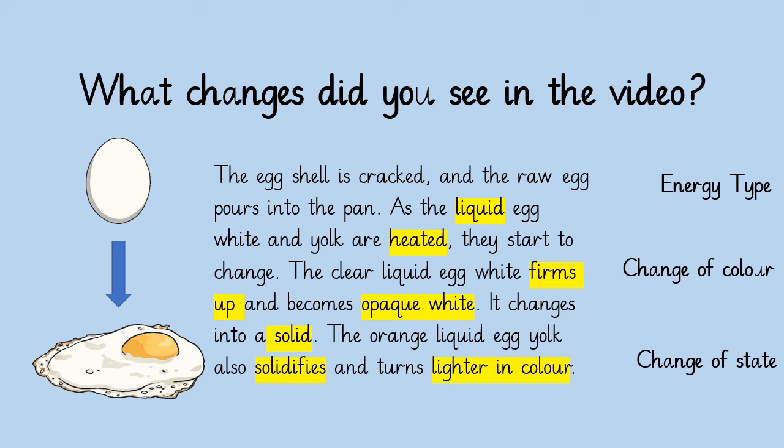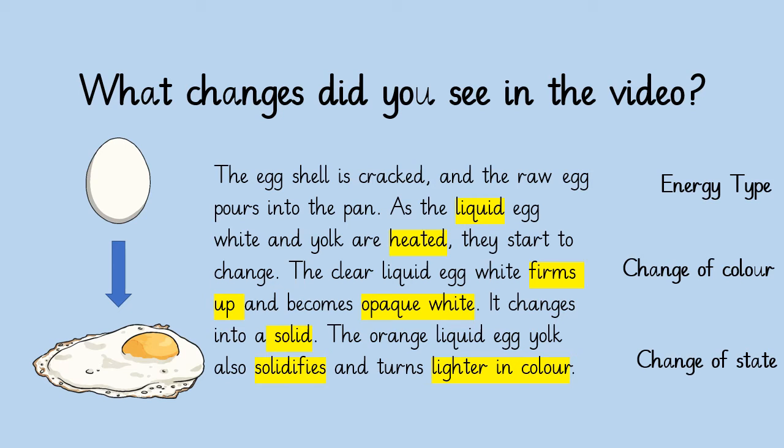So it says, as the liquid egg white and yolk are heated. Well, liquid is highlighted in yellow. Liquid is part of the change of state because it changes state later on. So liquid is the current state it's in. And as the egg white and the yolk are heated, heated is the energy type, so we could label that energy type, and they start to change.